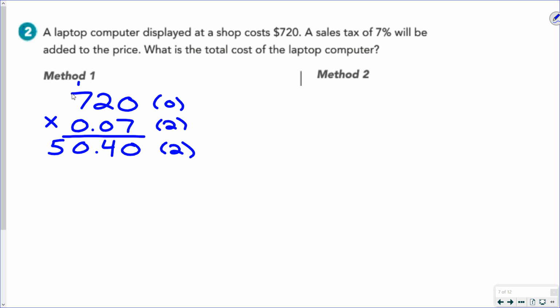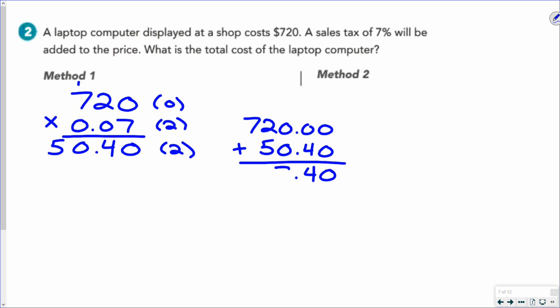And we get $50.40, which is in place of the $5.48. We added 68.50 to 5.48, so we're going to add 720 to $50.40. Don't forget to line up your decimals when adding or subtracting. And that would give us $770.40.